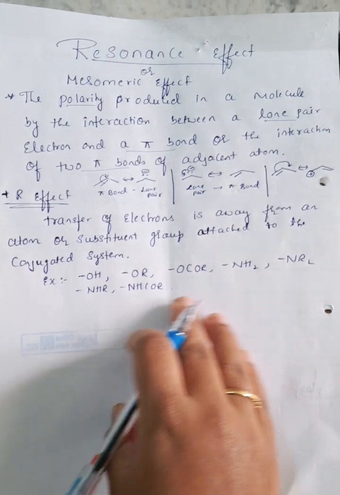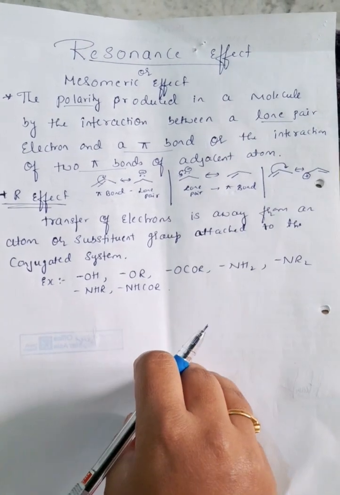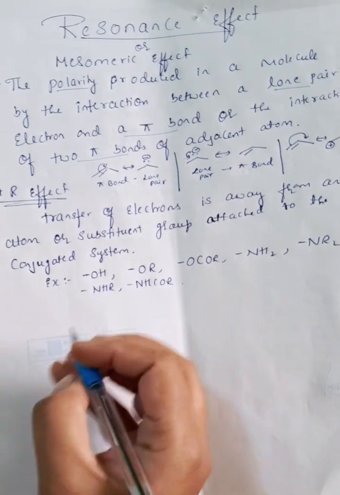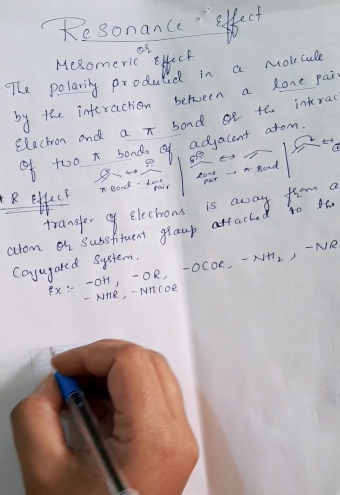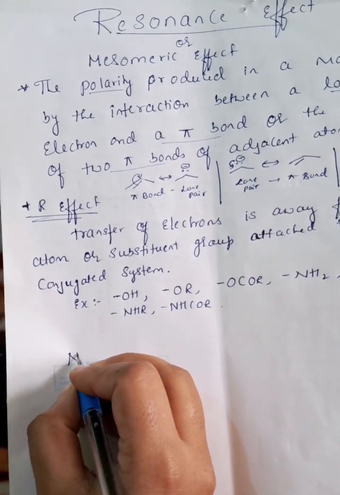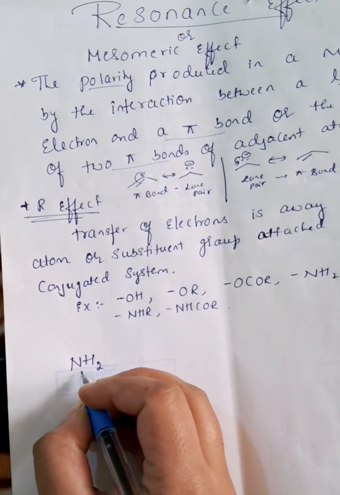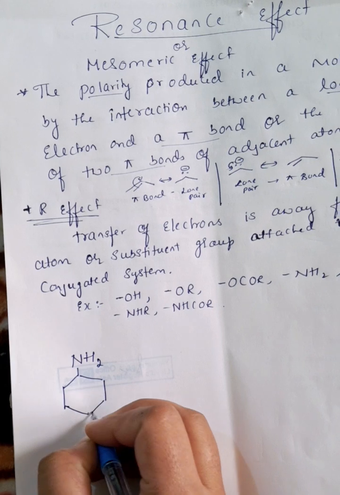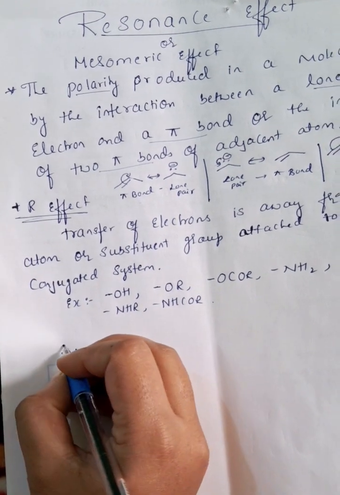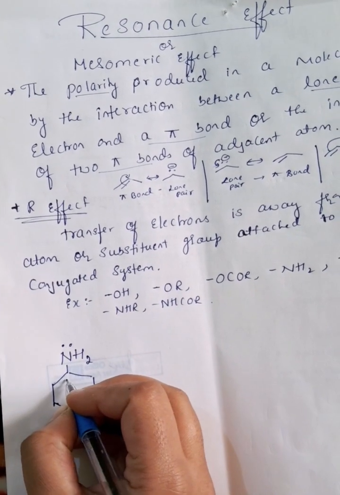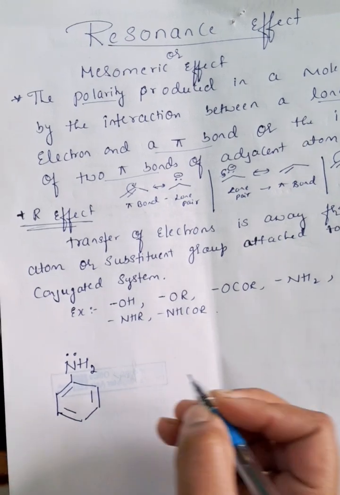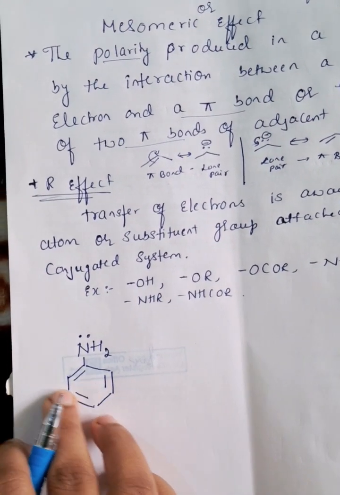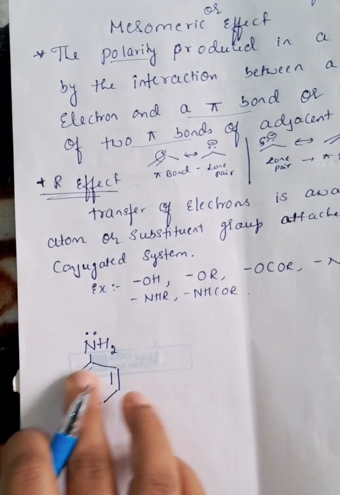So now let's take an example of a plus R effect. If an electron donating group is attached to the benzene ring, it leads to plus R effect. So we will take an example of aniline. So aniline is basically when NH2 is attached to the benzene ring. Now here we know that aniline has a lone pair of electrons, correct? And what is a benzene ring? It has alternate single and double bonds, alternate sigma bonds and pi bonds, and these keep delocalizing.